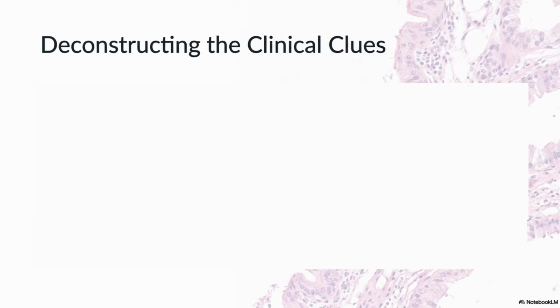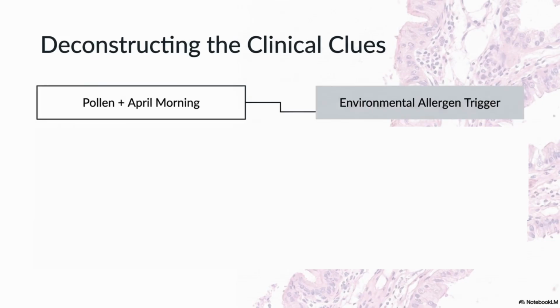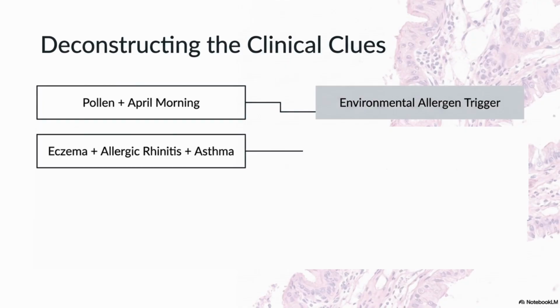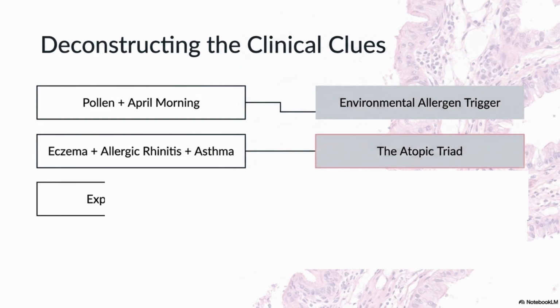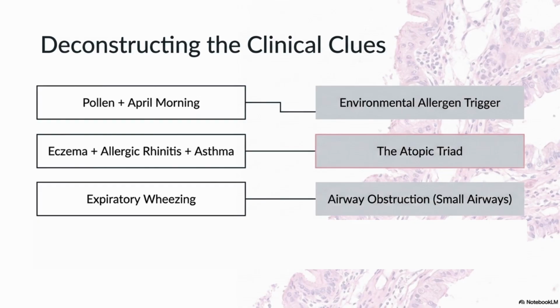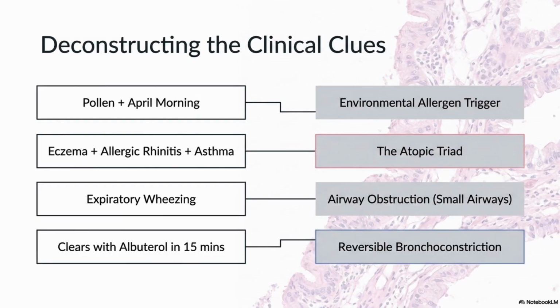Now let's connect the dots by deconstructing the clinical clues we just saw. First, the pollen and the April morning point directly to an environmental allergen trigger. Next, his history of eczema plus allergic rhinitis combined with his asthma attack completes what we call the atopic triad. The physical finding of expiratory wheezing is the clinical hallmark of airway obstruction in the small airways. Finally, the fact that this breathing clears with albuterol in 15 minutes confirms the presence of reversible bronchoconstriction.